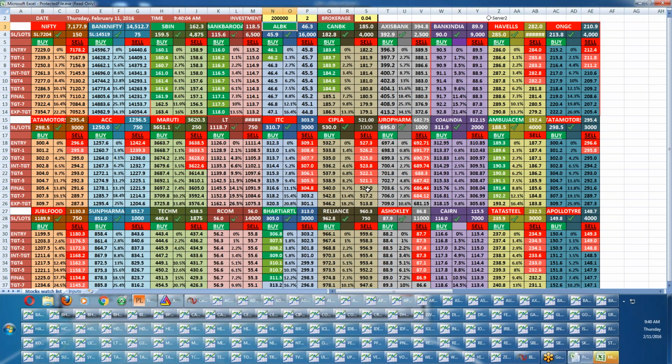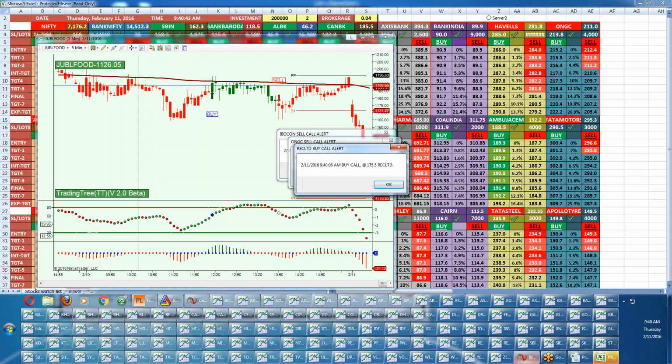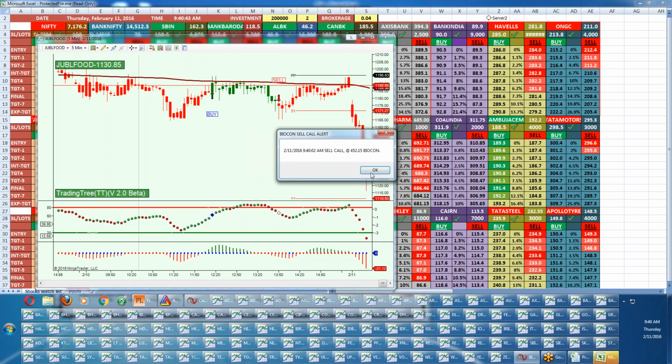So Cipla is already, I think, 520. It will make its final target. So that's around 7 rupees profit in that. Can we have a sell? Let's just check where Jubilant Food is headed. Okay, see, we have Reliance, ONGC sell, Biocon.